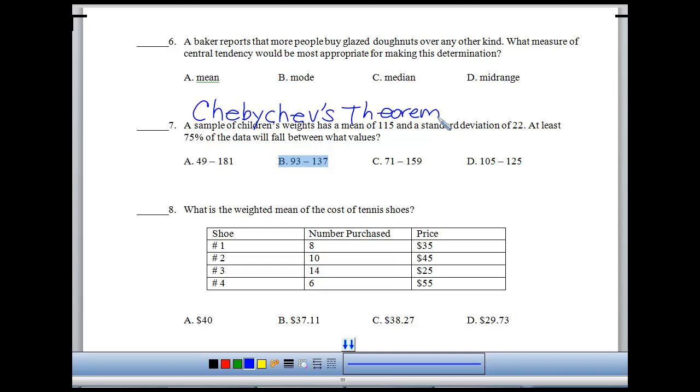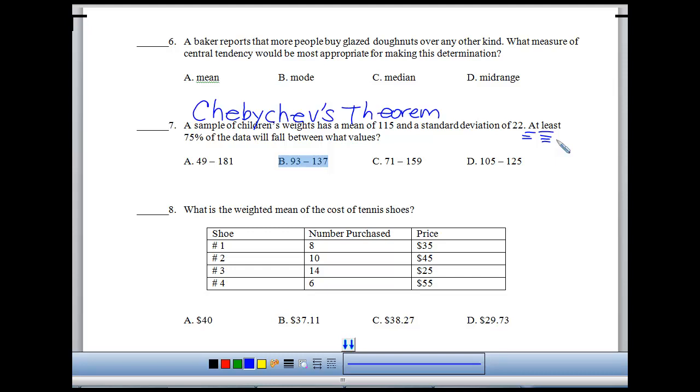The other little tiny clue, I think I emphasized this, was what? At least. The empirical rule says what? Approximately. The empirical rule says approximately. So I know I'm using Chebyshev's theorem.